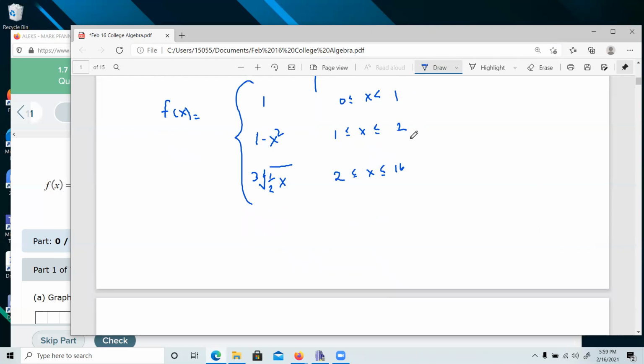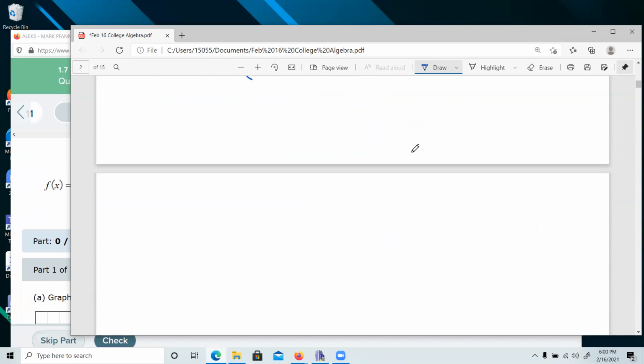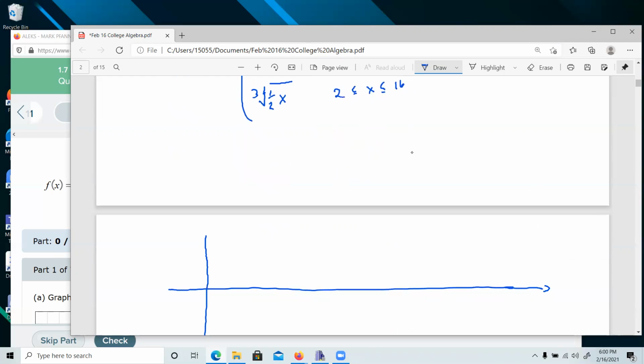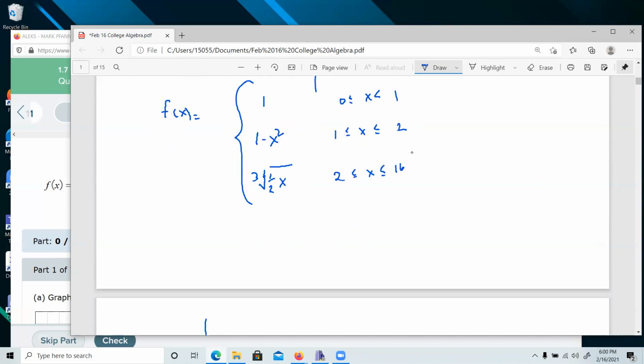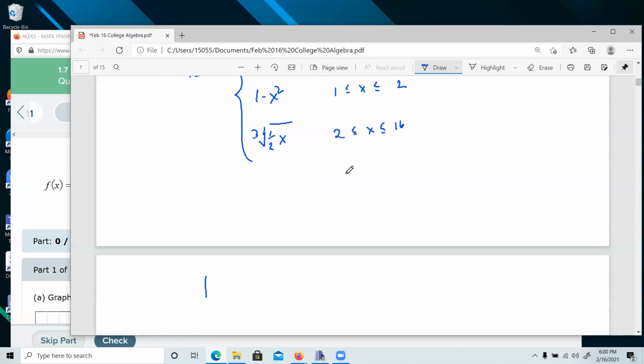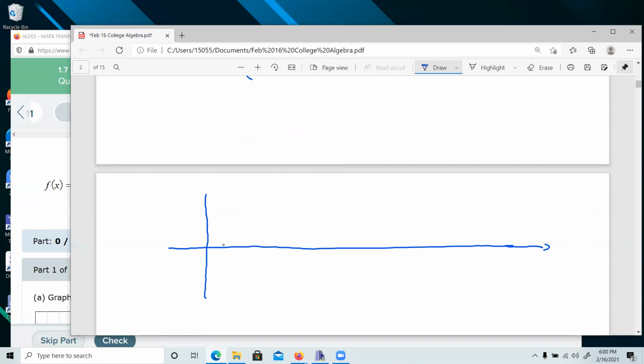All right, we have to get a graph from 0 to 16, because most of the action is going to take place over here, right? So let's make our coordinate system. Okay, so when x is between 0 and 1, right? Let's go with 1, 2, 3, 4, 5. There's 16. So 5, 10, 15, 16.